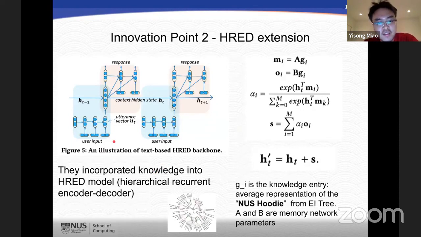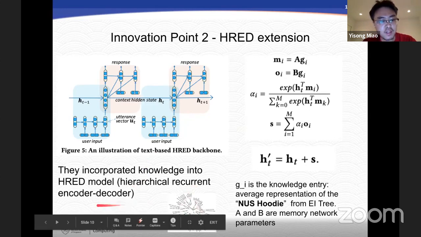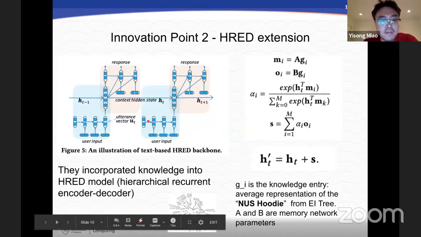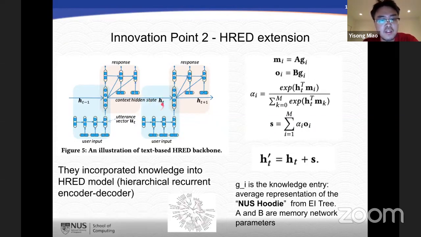Their dialogue agent is based on a very famous framework called HRED. HRED stands for Hierarchical Recurrent Encoder Decoder. It is a very common practice for dialogue systems. And their trick to do that is by customizing the H sub t. Here, can you see the pointer, right? H sub t is the hidden representation passed from the previous utterance to the current utterance. They added S to it. S is their domain knowledge.